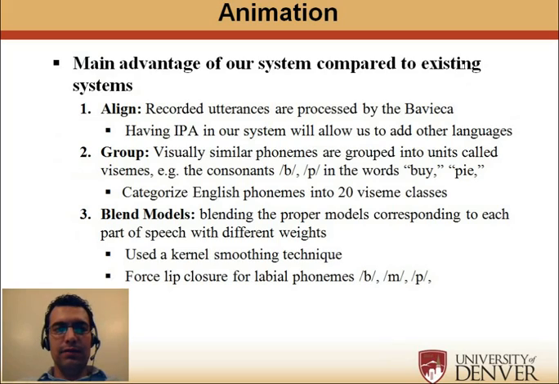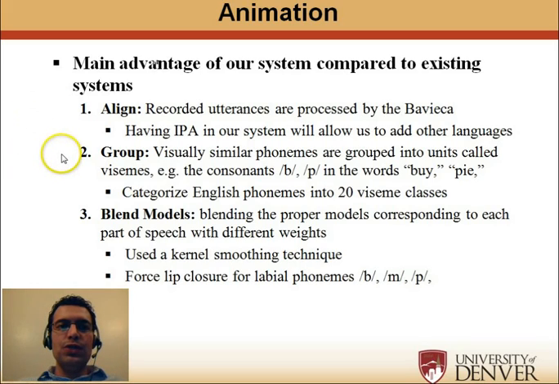As I explained before, there are many light projected robotic faces, but I can say the main advantage of our system compared to existing systems is our animation. More details can be found in our paper, but generally our approach consists of 3 steps. At first, we align recorded speech using the International Phonetic Alphabet. Having IPA in our system allows us to support other languages easily later if an aligner exists.